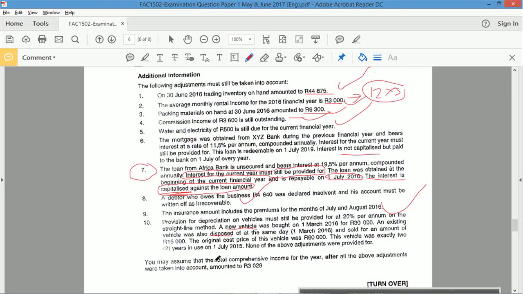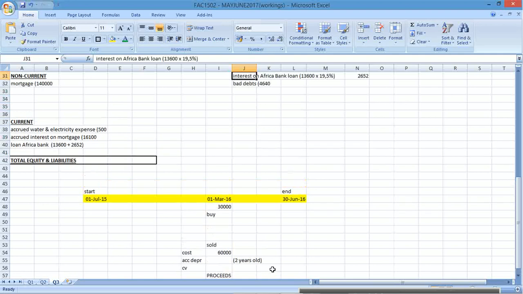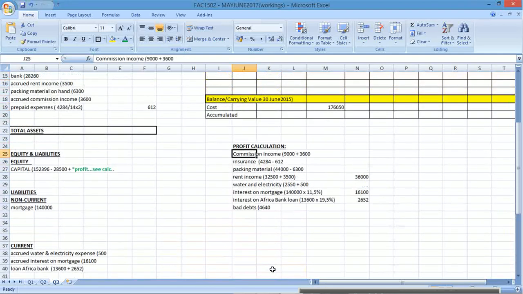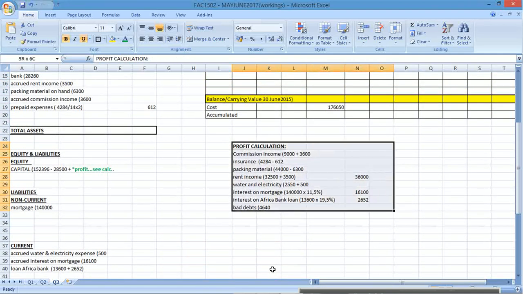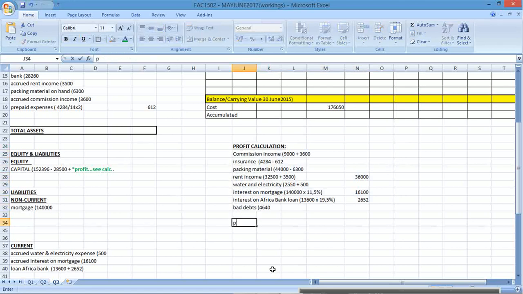That's it. They said you may assume that the total comprehensive income for the year after all the above adjustments amounted to that. Okay, that really helps. So then you don't have to work out this. Okay, I was going to try calculate this profit for the year. Okay, but it's given at the end of the question. Okay, so then I would just write that down and I would say, what is the profit?